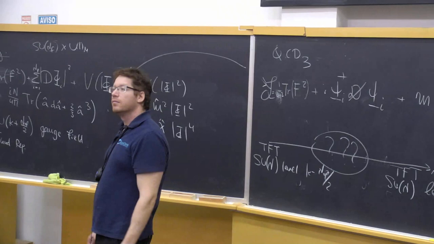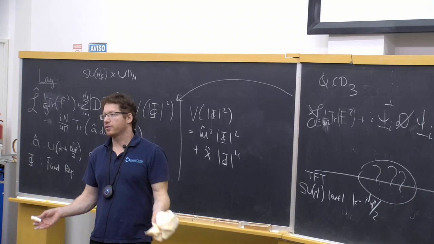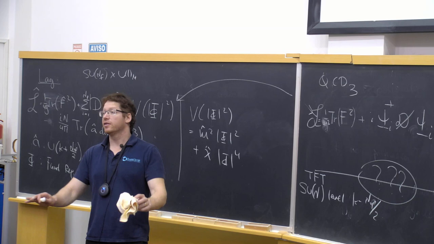This is only infrared? Infrared, yes, it's an infrared duality. Of course, in the ultraviolet, these theories are as different as any two theories can be. They have a completely different number of degrees of freedom, and they cannot be the same at high energies. They are only dual at low energies near the second order transition.